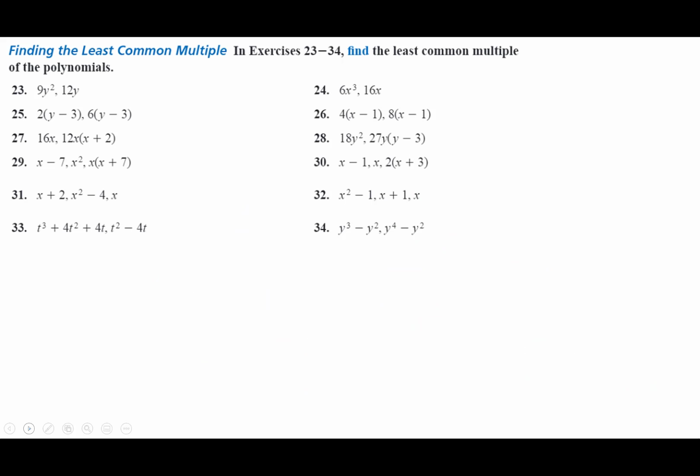Take a look at these problems. I will not do all of them. These are the ones that I took a screenshot of from your book. So take a look at 23, 9y squared and 12y. 9y squared is 3 times 3 times y times y. 12y is 4 times 3 times y, but then go ahead and break down the 4 to 2 times 2.